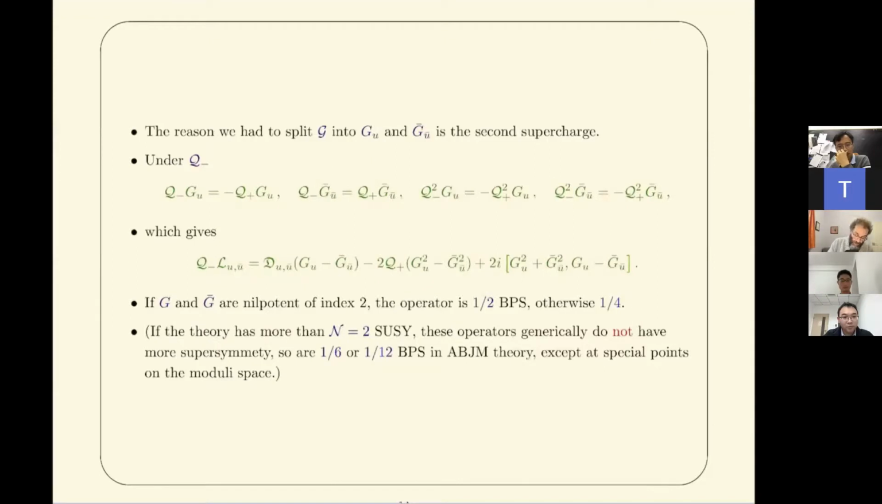We had another supercharge, Q minus, but it acts slightly differently on the chiral fields and the anti-chiral fields. On the chiral component, it gives me a minus. On the anti-chiral component, it acts exactly in the same way. And likewise on the squares, it acts on both of them with a minus.